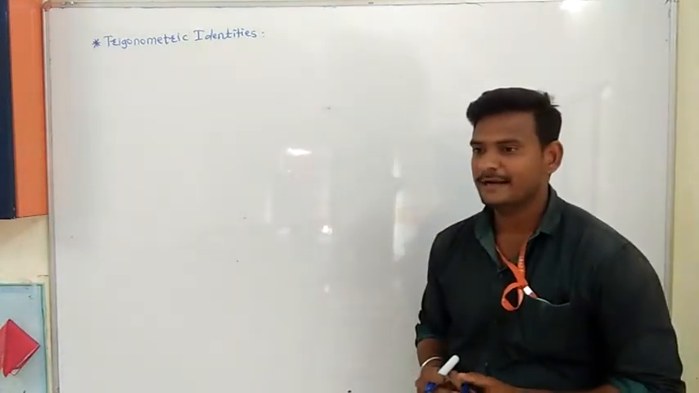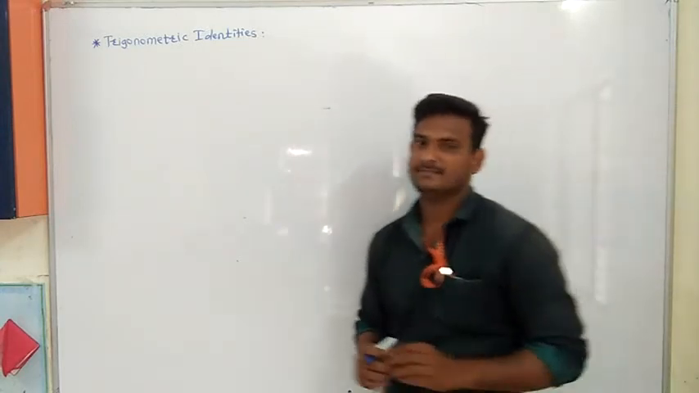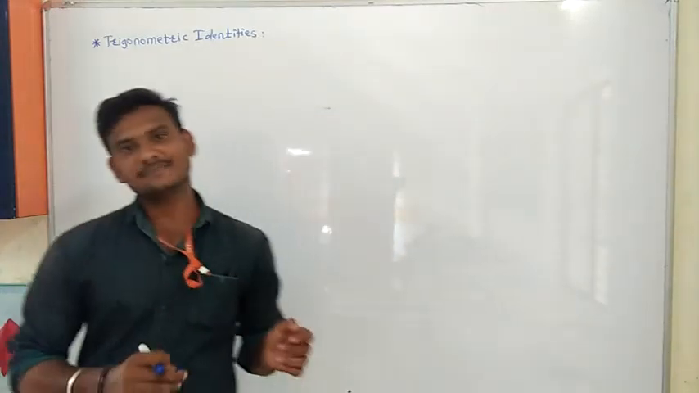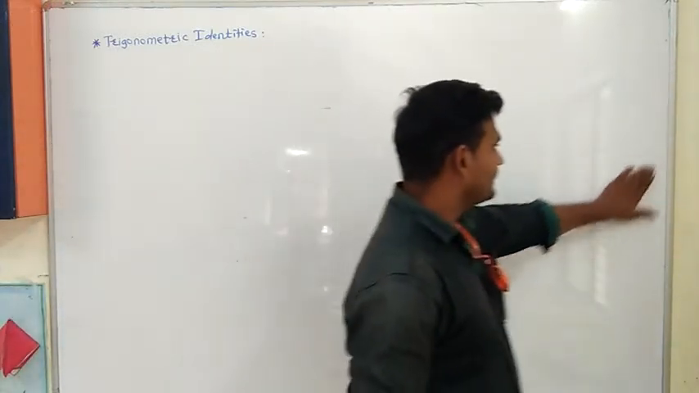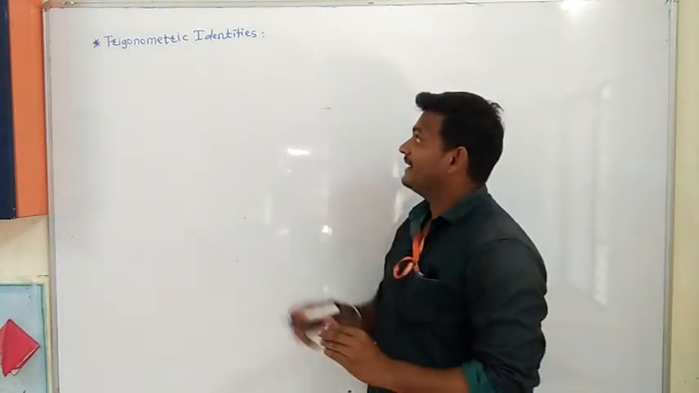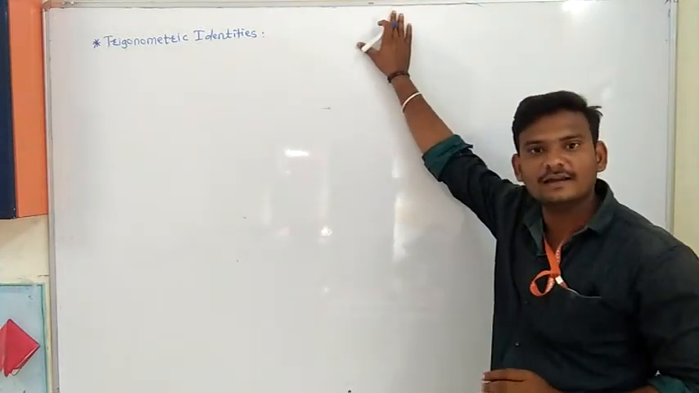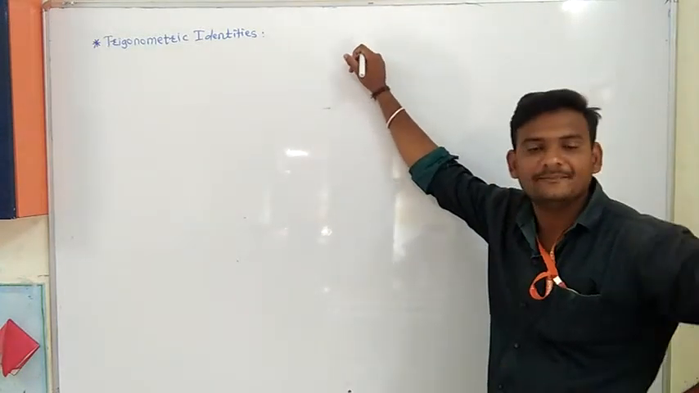In yesterday's class, we completed exercise 8.2, which is based on the trigonometric ratios of some specific angles. Now in today's class, we are going to start something new, that is trigonometric identities. Now you all are thinking, what is an identity?